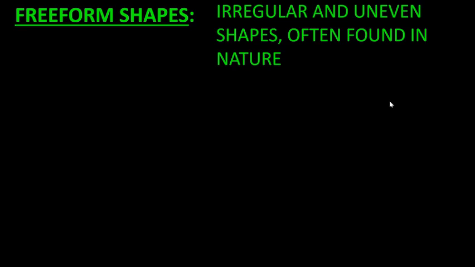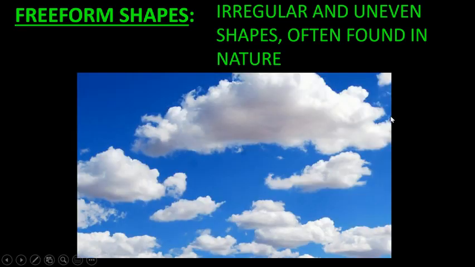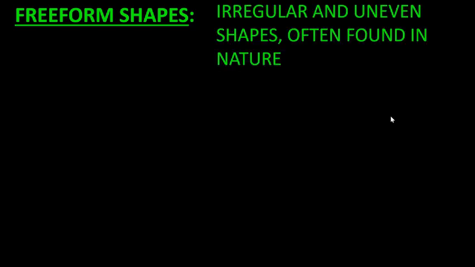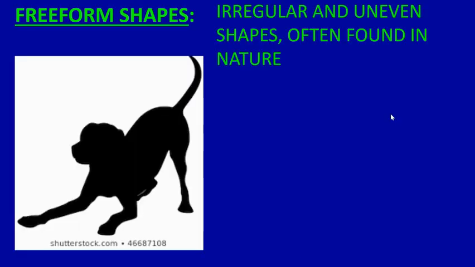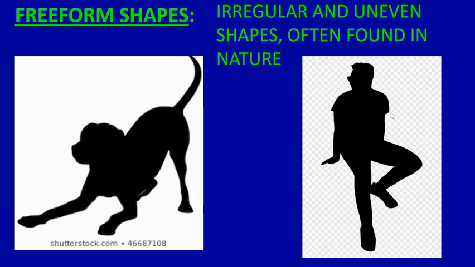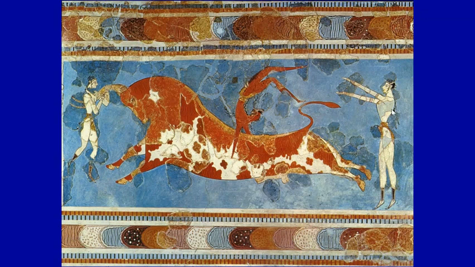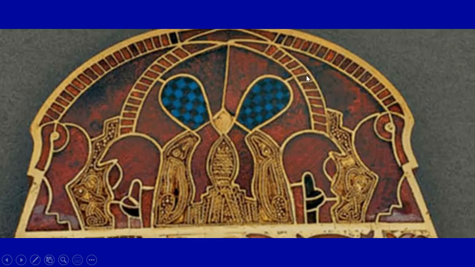Freeform means irregular and uneven shapes, often found in nature. So the shape of a cloud is freeform, the shape of a tree, the shape of a dog, the shape of a person. These are all freeform shapes, and we see a lot of that in ancient art as well. Not only is the shape of the bull freeform, but also the shapes of the spots on him, and the shapes of the people. We can have even these slightly geometric forms, but they don't prescribe to any sort of mathematical formula, so they tend to be a little bit freeform.